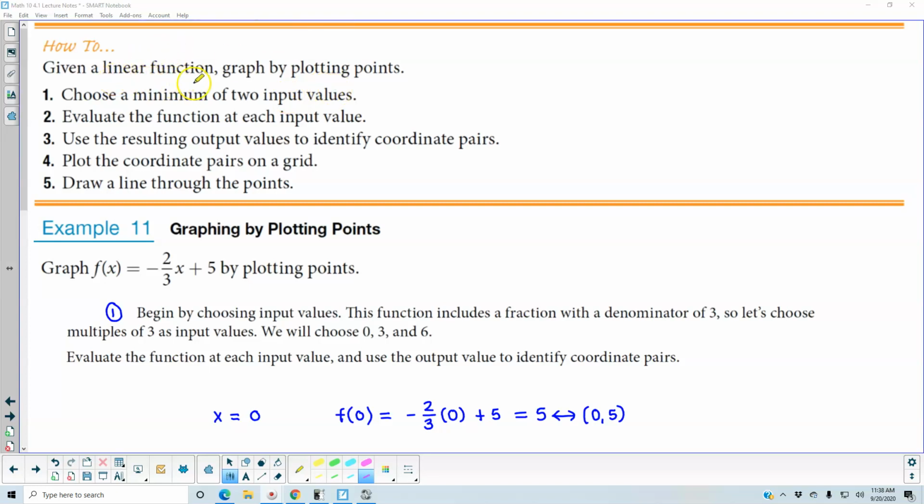Given a linear function, we're going to graph by plotting points. Number one, we're going to choose a minimum of 2 input values. Number 2, evaluate the function at each input value. Number 3, use the resulting output values to identify coordinate pairs.